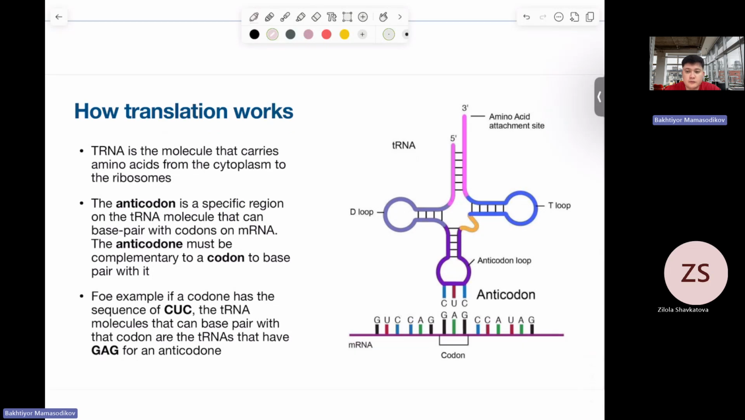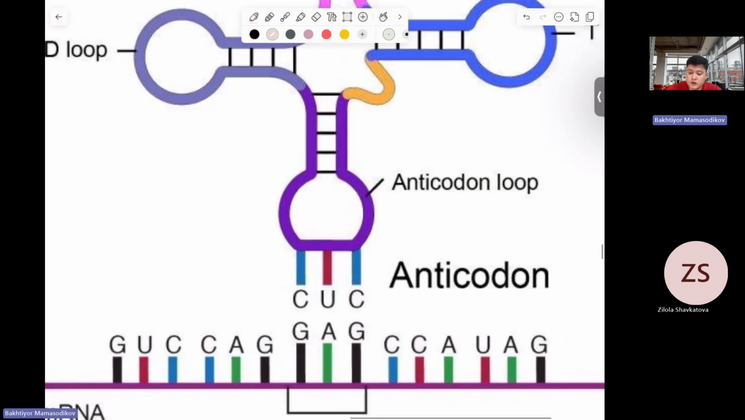So what else? How is the translation process going to work? We have anticodons in the tRNA, and we have the codons in the messenger RNAs, and they have to match together. The anticodon is a 3-base sequence on the tRNA. It pairs with the codon on the messenger RNA. It ensures the right amino acid is added to the chain also, okay?